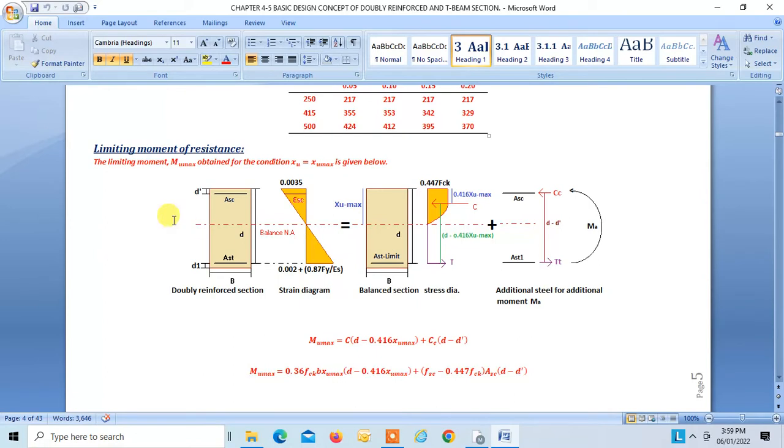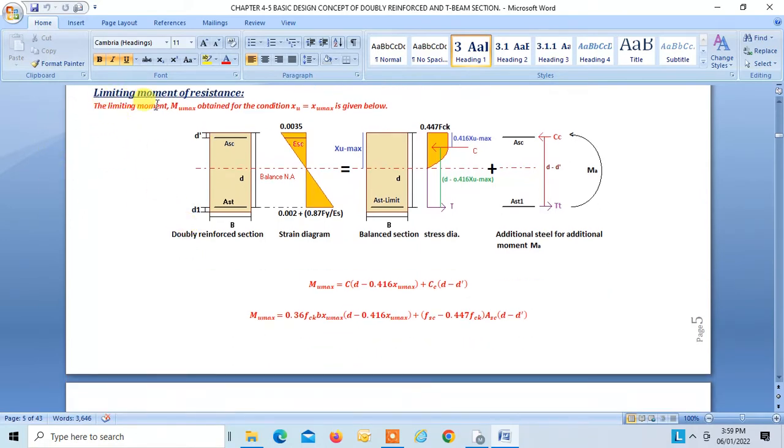Okay. Now, limiting moment of resistance. The limiting moment Mu limit, obtained for the condition xu is equal to xu max, is given below. Okay. When it is a balanced section, your depth of neutral axis will be xu max. Okay. So this is your doubly reinforced section. This is your strain diagram. This is your balanced section, and this is the additional steel required for resisting additional moment, right?